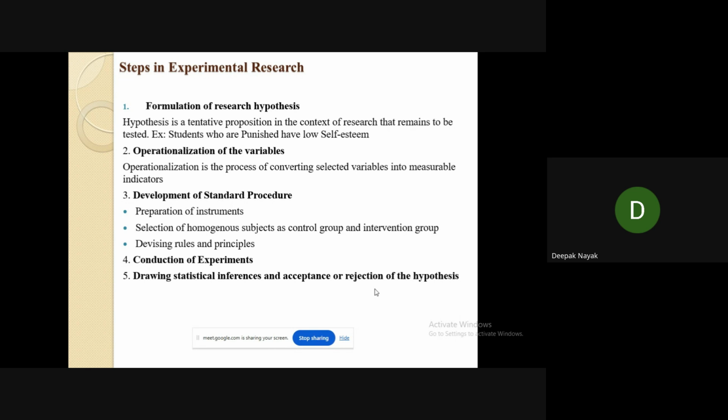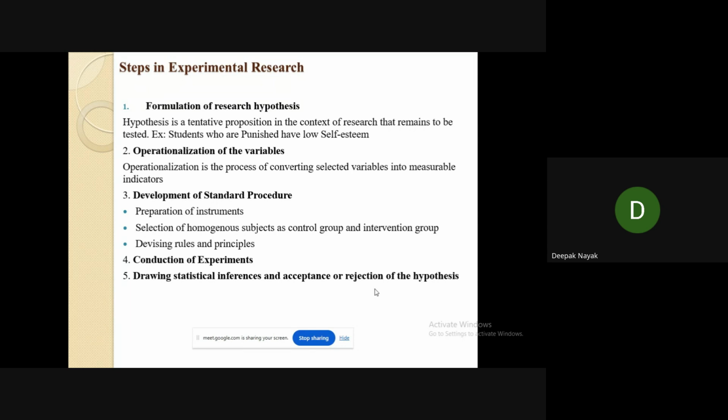So, students who are punished have low self-esteem. This is a hypothesis, a proposition that you have to prove through your research. Whether this is true or false, you have to prove through your experiment. The first step is to formulate such a hypothesis for your research based on your interest, your questions, and your objectives.